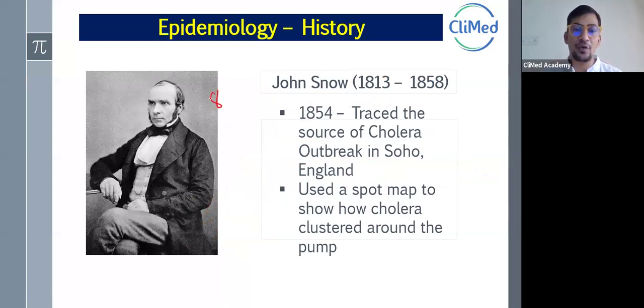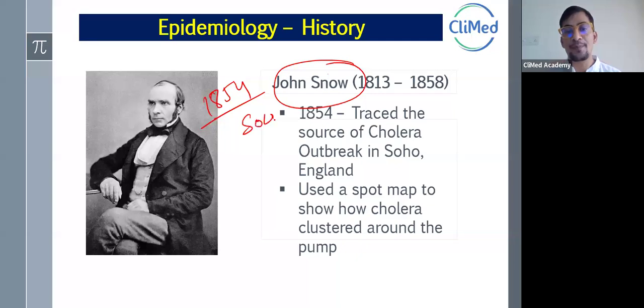In 1854, there was a cholera outbreak in Soho. I mean, not in Soho only, but in the entire London. John Snow was a physician in Soho. He was seeing the patients and he got to know that this was something very new happening.